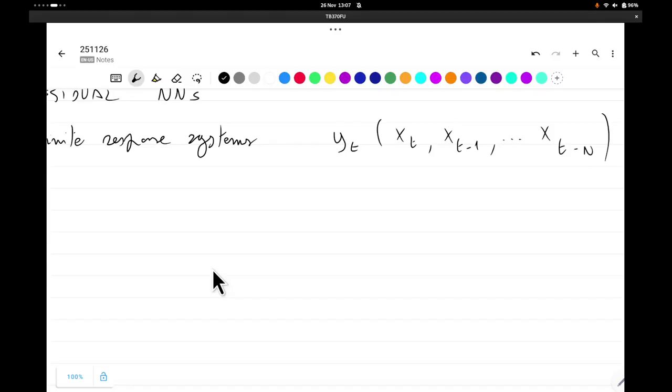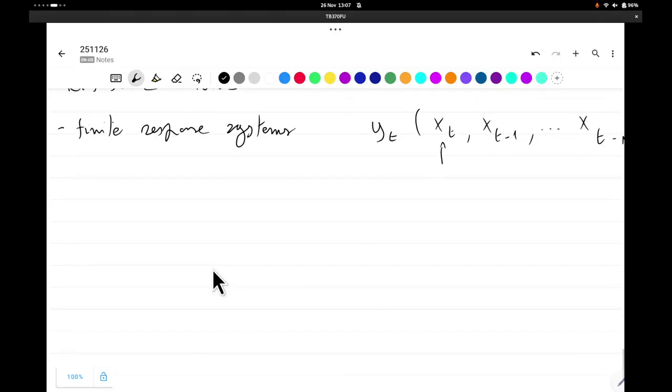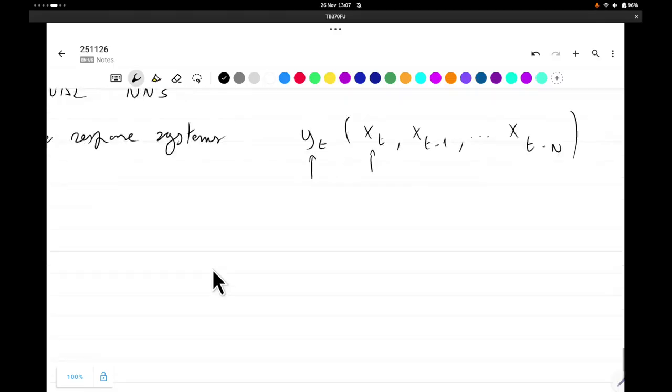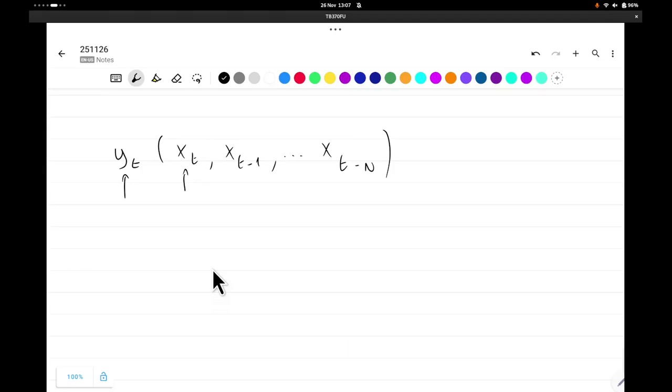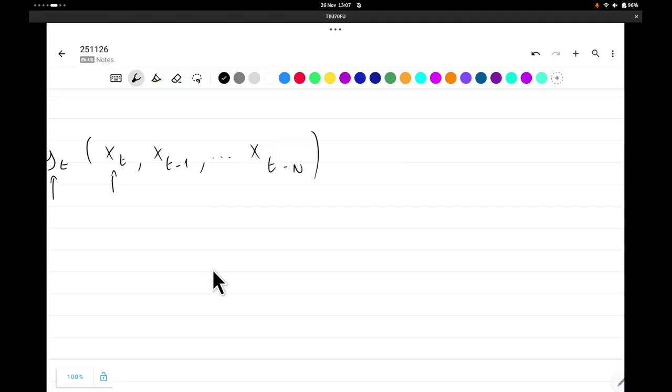So you have the finite response system. The idea is that you have a certain input at time t, and you keep track of the input at previous discrete time steps, and you want a model that gives an output that is predictive. And a neural network architecture is useful for this kind of model.